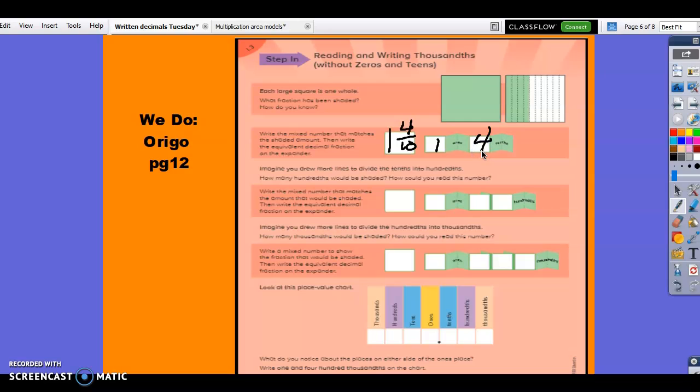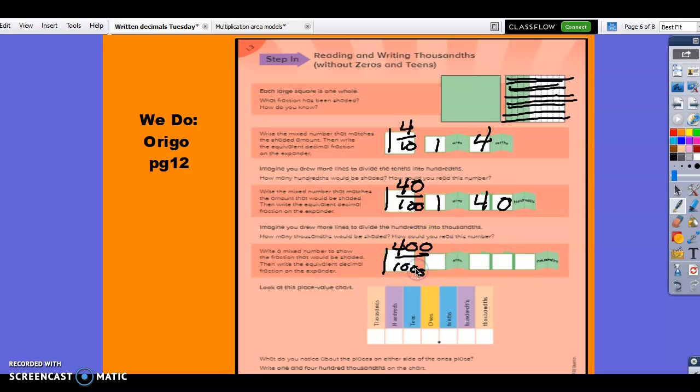Now the next one, it says turn it into 100. So if we think about that, we have 1 and 40 hundredths, which means I have 1 and 40 hundredths. That means we would take this and do all of those and shade it in and create 10 bars, and now we've got our hundredths. The last one says to show it as a thousand. So if I divided it into thousands, I would have one whole still, and then I would have 400 thousandths. Those are all equivalent. It does not change the value.